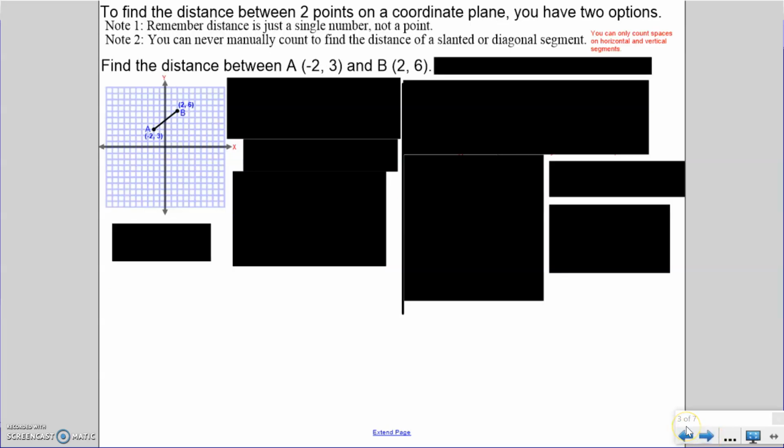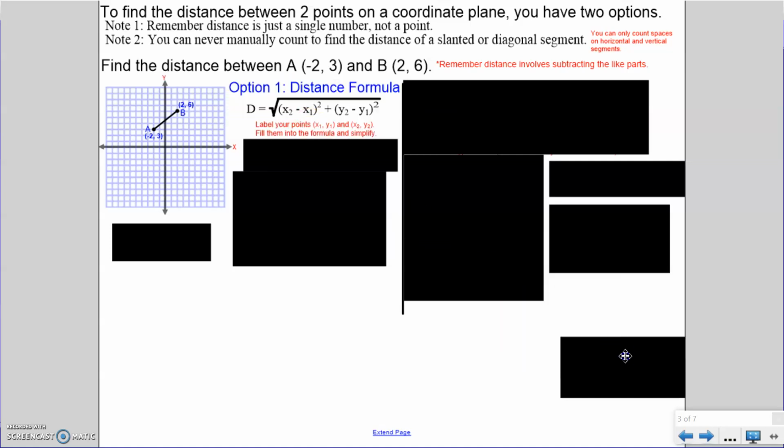So to find distance between 2 points on a coordinate plane, you have two options. Also, note 1, remember distance is just a single number, not a point. And note 2, you can never manually count to find the distance of a slanted or diagonal segment. You can only count spaces on horizontal and vertical segments. So it says find the distance between point A, which is at -2, 3, so left 2 up 3, and point B, which is at 2, 6, so from origin right 2 up 6. So here's the line. We're trying to find how long that is. Again, you cannot count this at all. And also keep in mind, distance involves subtracting the like parts.